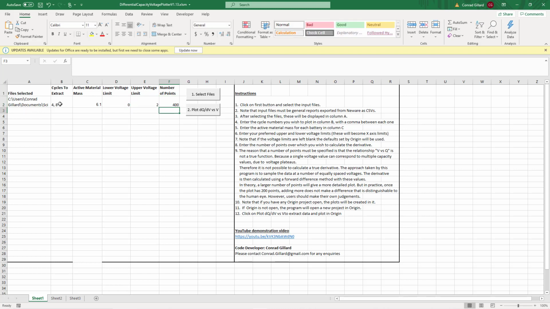Finally, the user specifies the number of points that will be used to calculate the derivative. The details of the numerical method used to calculate the derivative are described in depth in the spreadsheet. Finally, the user clicks Plot dQdV.